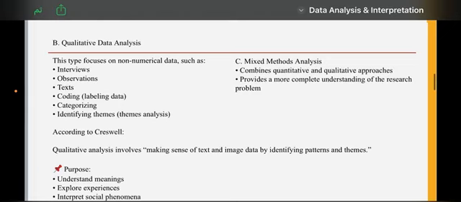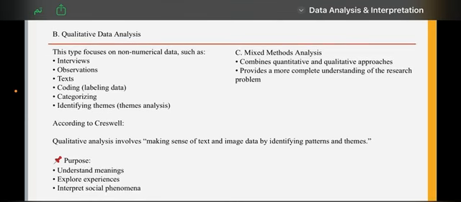The second type is qualitative data analysis. This type is focused on non-numerical data, such as interviews, observation, and text: coding, labeling data, categorizing, and identifying themes. According to Creswell, qualitative analysis involves making sense of text and image data by identifying patterns and themes. Its purpose is to understand meaning, explore experience, and interpret social phenomena.